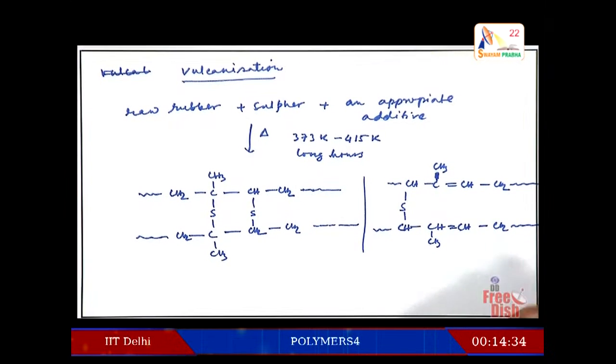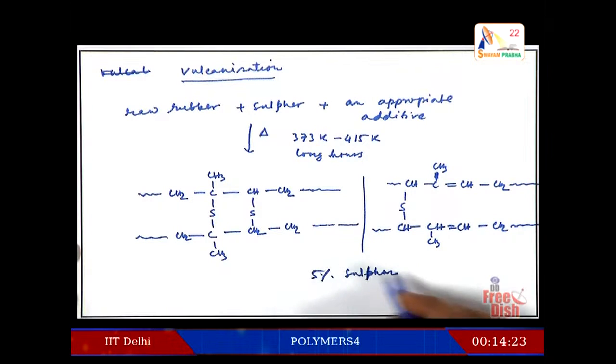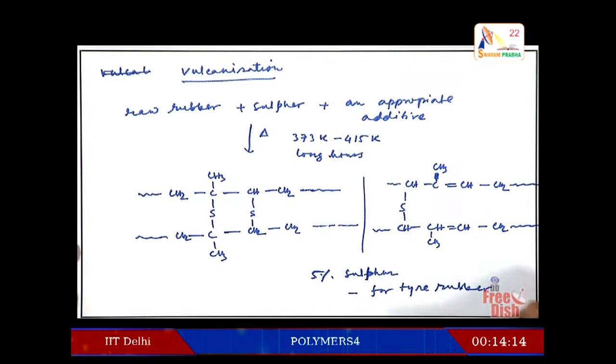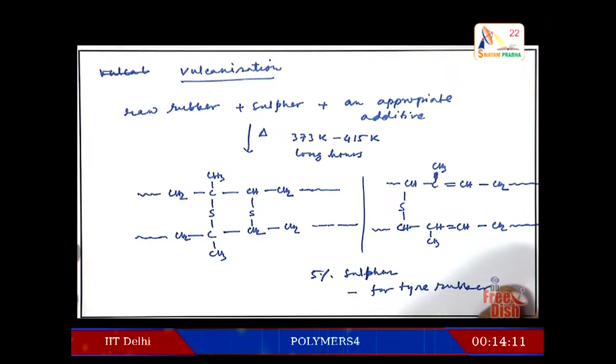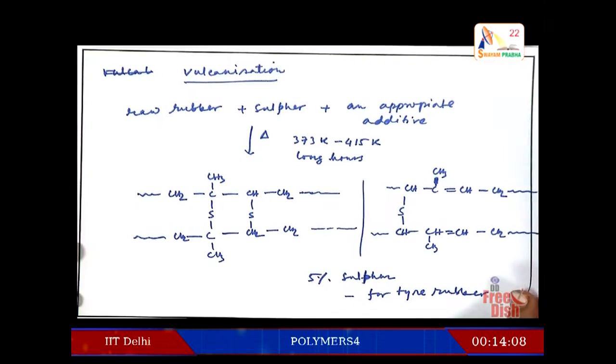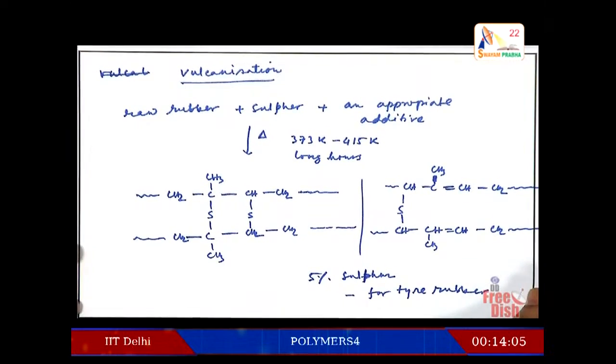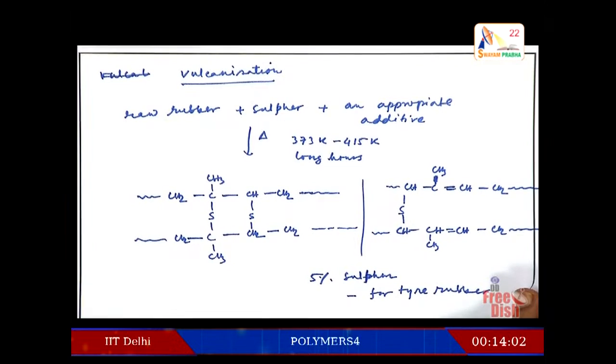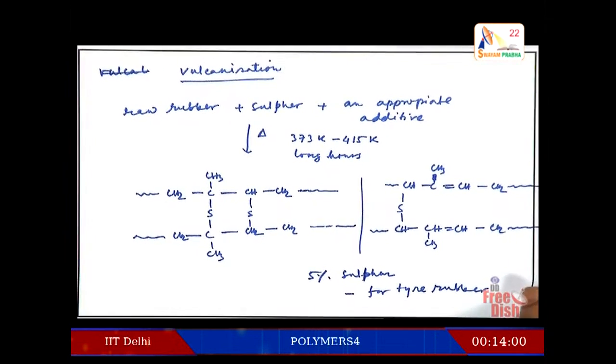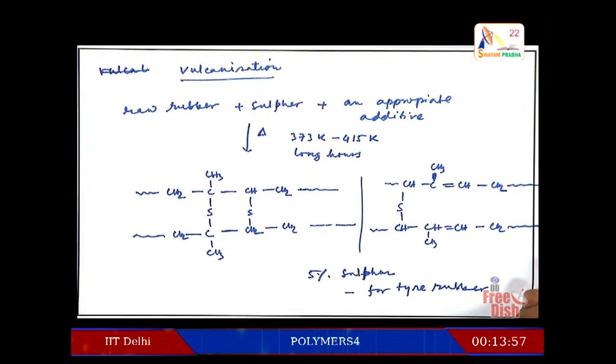And if you add 5% sulfur, it cross links heavily, and it can be used for tire application. So, basically it becomes tire rubber, and it becomes resistant to a lot of chemicals, solvents and all these things. So, this is what natural rubber is, and how the property of natural rubber is improved by cross linking with sulfur, a process called vulcanization.